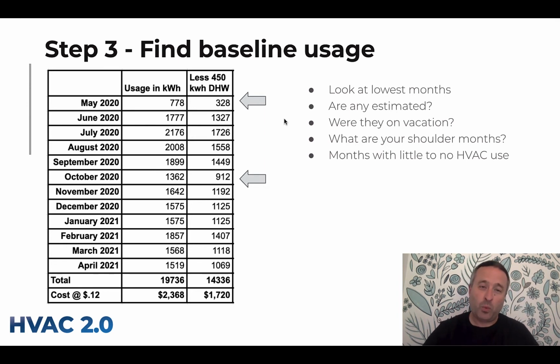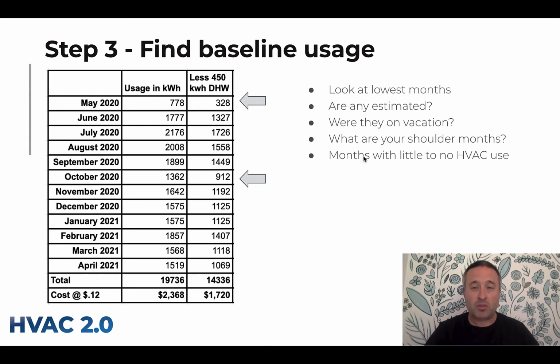So here's where you want to ask yourself a couple of questions. So you're looking at the lowest months. So are any of these estimated? Because if they're estimated bills, it might be wrong. Were they on vacation, like I mentioned earlier? You want to double check that you're looking at shoulder months, which are going to vary depending where you are in the country. So May and October, those make pretty good sense.